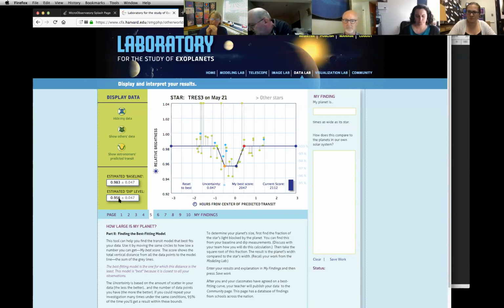So we have a percentage dip of 0.03 over 0.98, so about 3%. You have about a 3% dip in the brightness of that star. So it's pretty amazing. A small telescope can actually detect a 3% dip. But we can actually use that value to calculate the actual ratio of the planet's size to the star size.